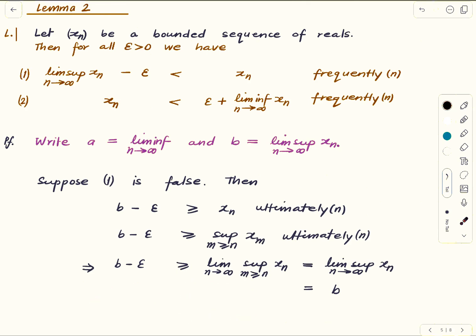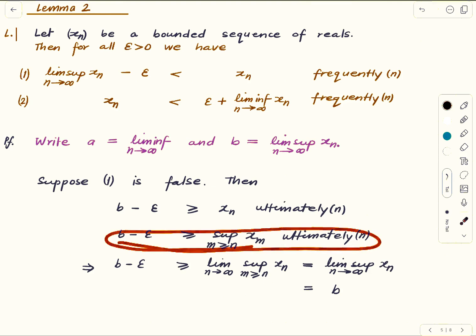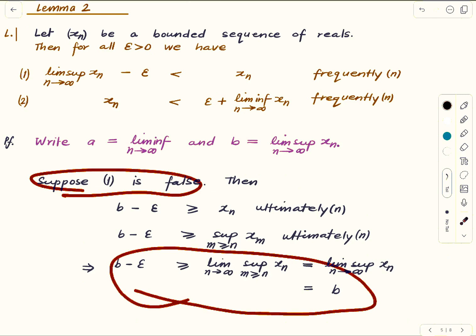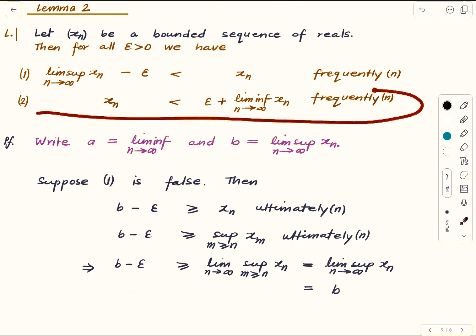Okay, so what happened? We had this much, and then since this is a convergent sequence, why is this a convergent sequence? Because xn is a bounded sequence. If xn is a bounded sequence, this itself is a bounded decreasing sequence and hence convergent. So if this is dominated by b minus epsilon, the limit of this will also be dominated by b minus epsilon, and that's what we have done here. And therefore, we get b minus epsilon is at least b, which is a contradiction, and therefore one must hold. We assumed on the contrary that one is false and arrived at a contradiction, so one must be true, and same reasoning applies to the second one.